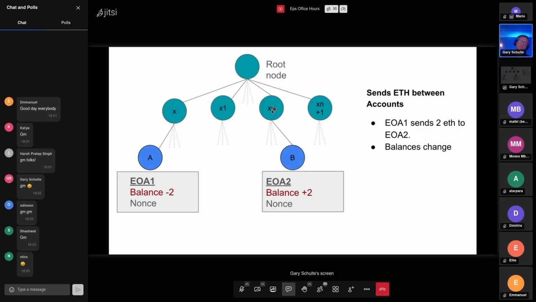So propagate that change up to the XN branch node, propagate that change, the hash of the array of hashes, up to the root node.